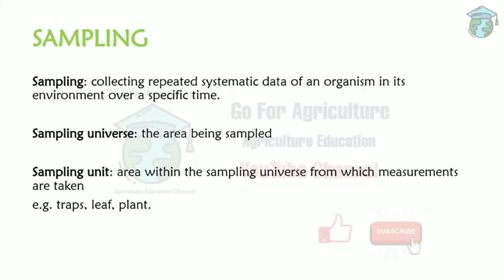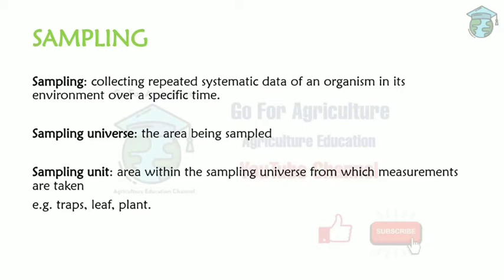Next is sampling. Basically, sampling is repeated systematic collection of data of an organism in its environment. For example, in a field, if you want to collect a sample of the soil, you would collect the soil, and of course in the soil there will be different kinds of organisms. You take them to the lab and do the testing. When you do the testing, you would know what kind of pest is there, what its life cycle is, what its different kinds of hosts are, etc. So with the help of sampling you can know systematic data about an organism.